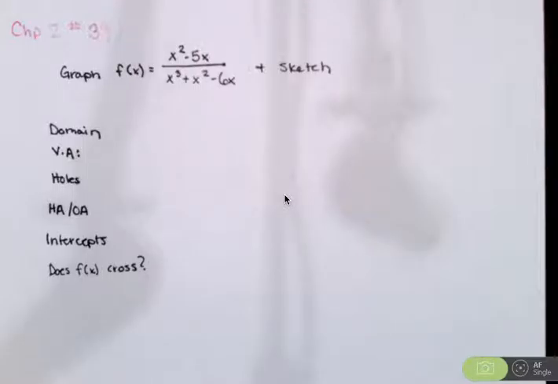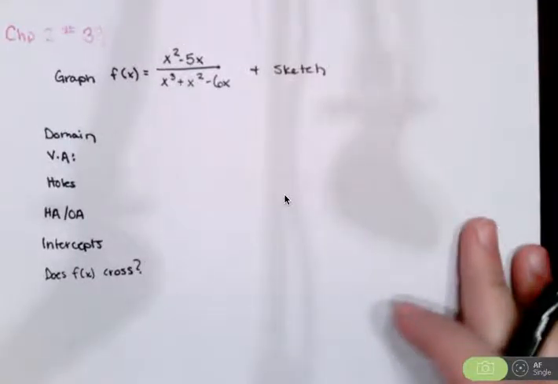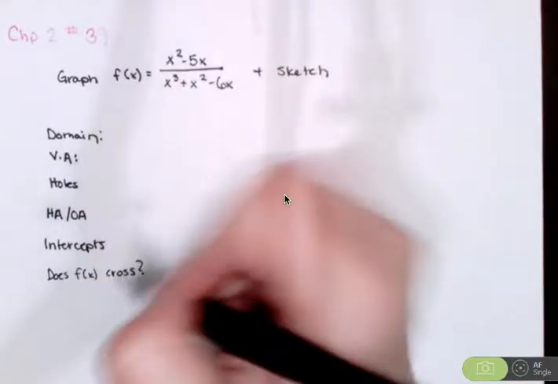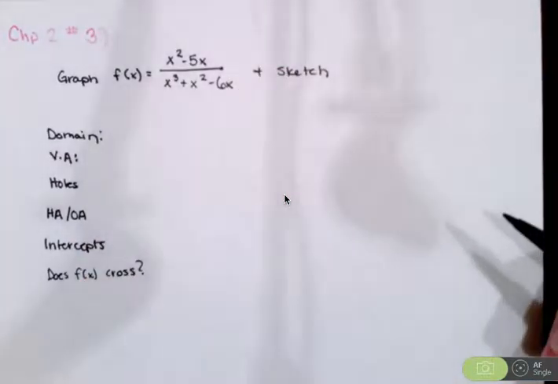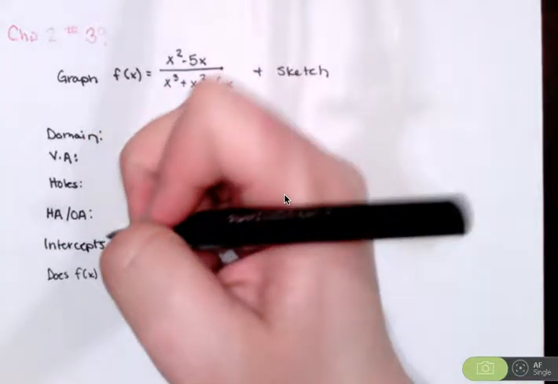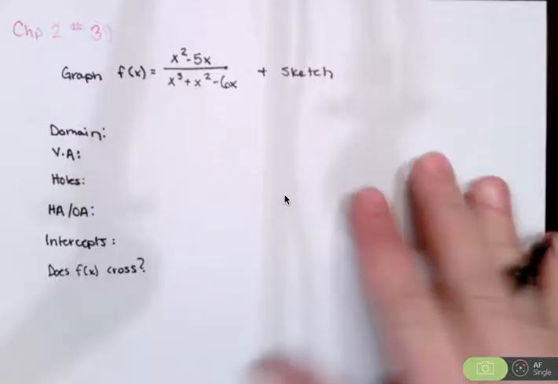This is number 39 from chapter 2 in your final review. It's dealing with graphing rational functions. So, in order to graph, you first need to find all these things: the domain, vertical asymptotes, holes, horizontal or oblique asymptotes, intercepts, and then figure out does it cross.